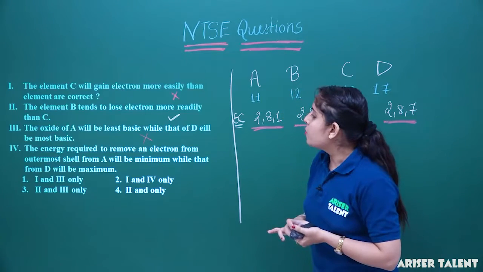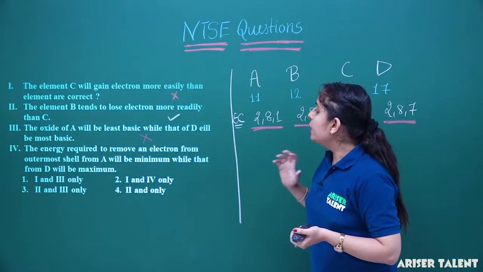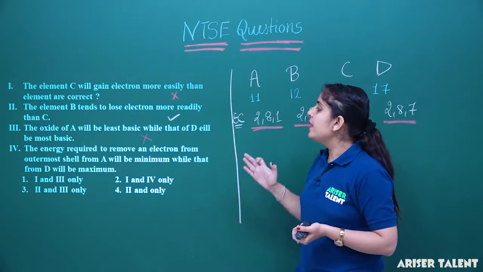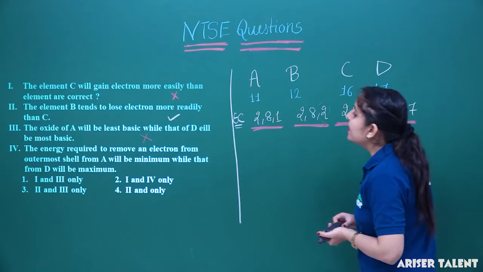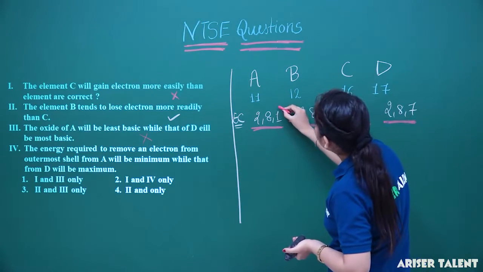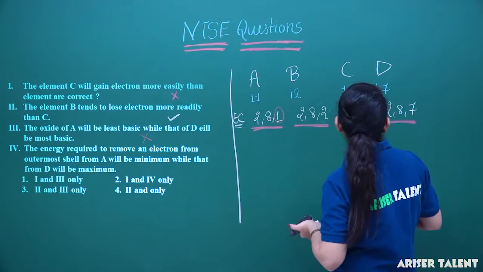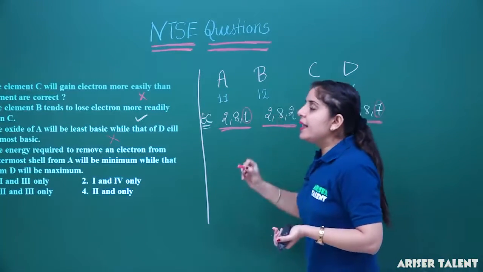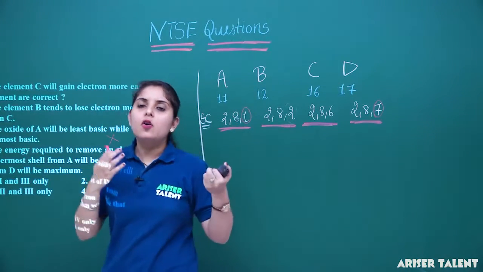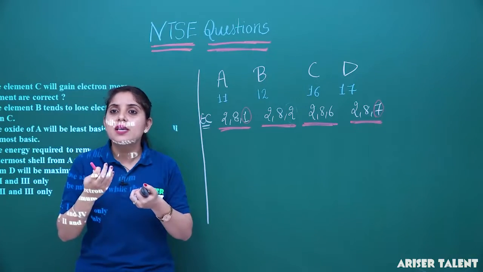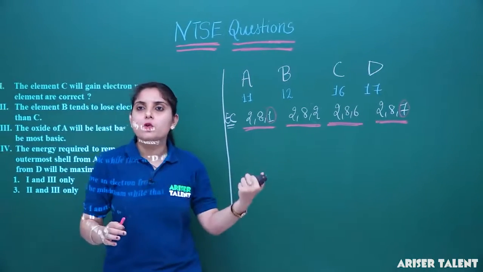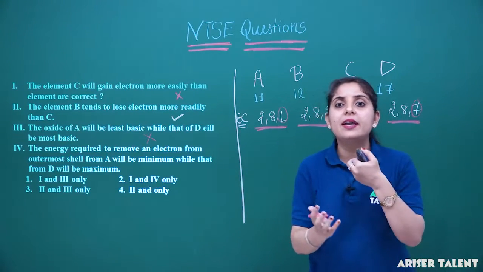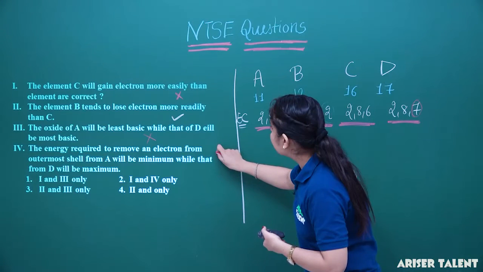Now fourth option, energy required to remove an electron from the outermost shell of A will be minimum while that of D will be maximum. Now we can see that A के पास outermost shell में एक electron है और D के पास outermost shell में 7 electrons हैं. अब एक electron को निकालने के लिए हमें कम energy चाहिए होगी और 7 electrons को निकालने के लिए energy की जरूरत ज्यादा पड़ेगी. It means for removing the 1 electron we will require a less amount of energy, and for removing the 7 electrons we will need much energy. So this statement is again correct.